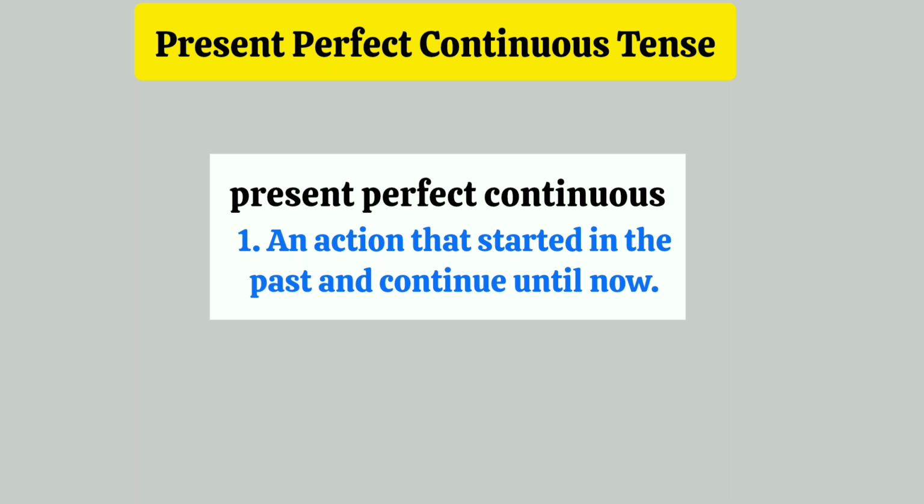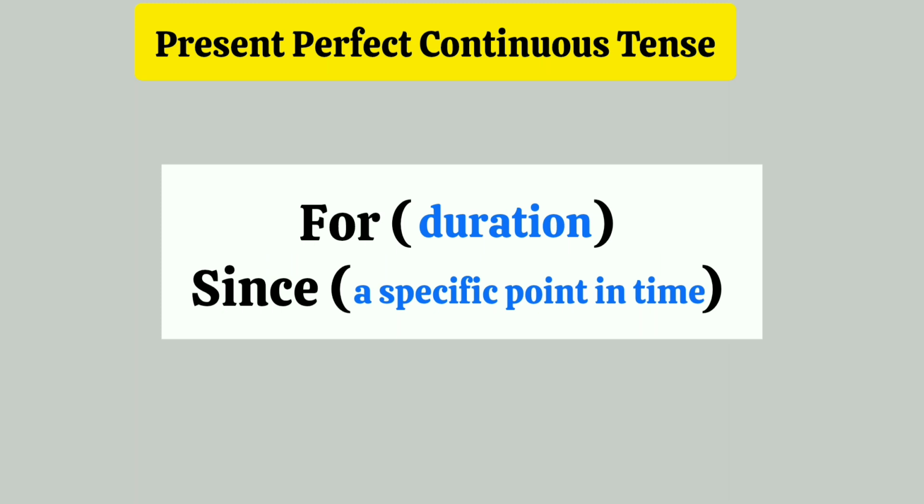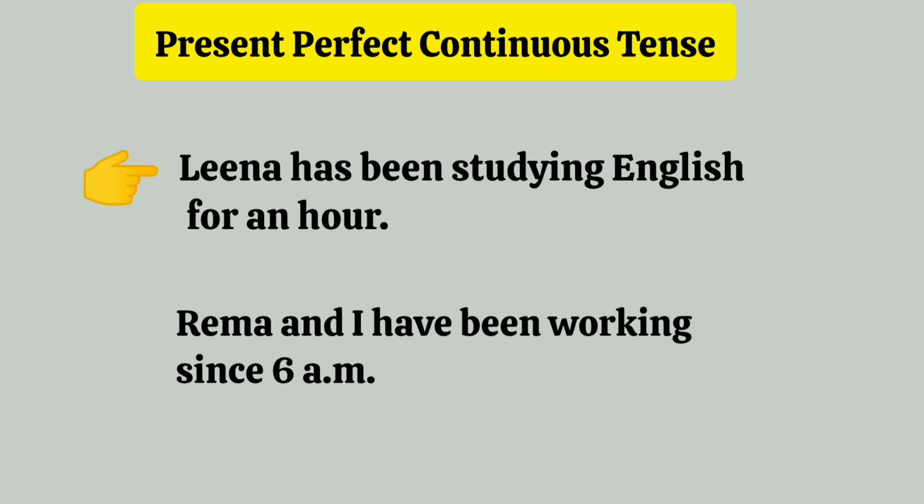So here is the first usage. We can use the present perfect continuous to talk about an action that started in the past and continues in the present. We want to emphasize duration, and you can do that by using for or since in your sentence. Let us have a look here. Lena has been studying English for an hour. The subject is Lena. That means she. And that's why we say has. After that, we add been and then verb plus ing. In this case, studying English for an hour.